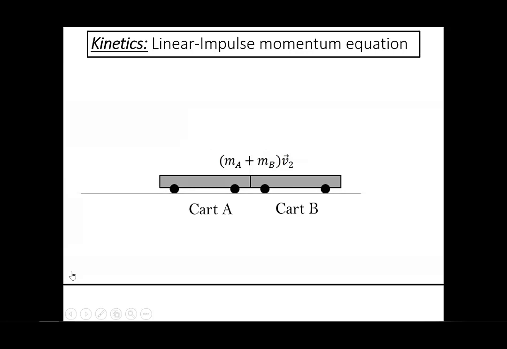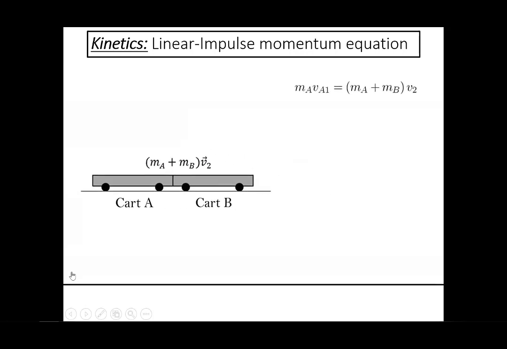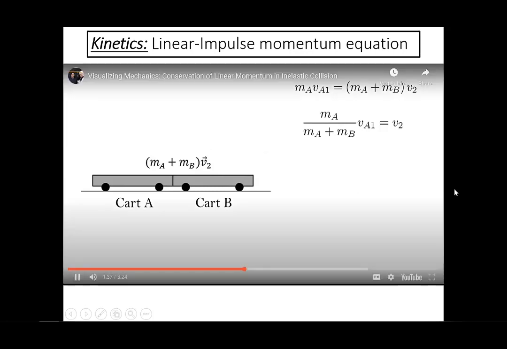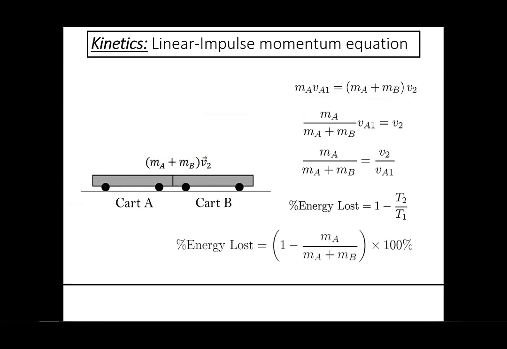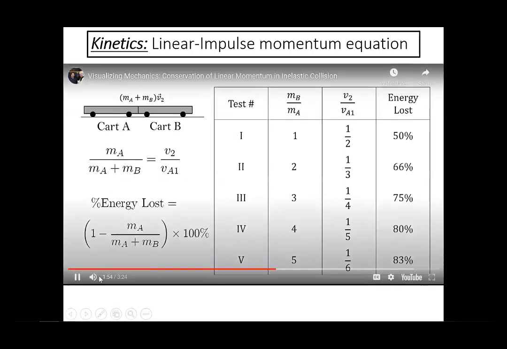Knowing this and working from our conservation of momentum equation, we can solve for the final velocity, v2, in terms of our masses and our initial velocity, which we will measure. Also, we can compute the ratio of the final velocity to the initial velocity in terms of the masses alone. Using kinetic energy, we can also calculate the percent energy loss of the collision in terms of simply the mass. We break this experiment down into 5 cases.